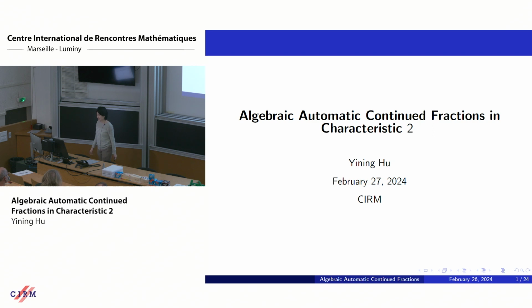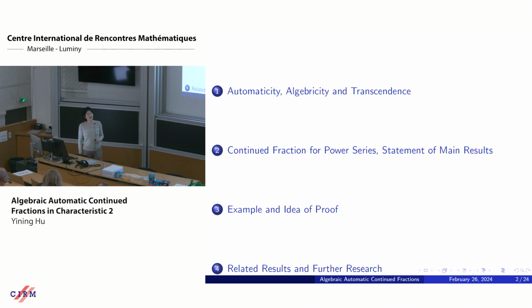Today, I will speak about algebraic automatic continued fractions in characteristic 2. My talk is organized as follows. First, I will recall the notion of automaticity and their relation with algebraicity and transcendence. And then I will introduce continued fractions for power series and state our main results. Then I will give an example of the main result and the idea of the proof. Finally, I will talk about related results in the literature and the problems for further research.